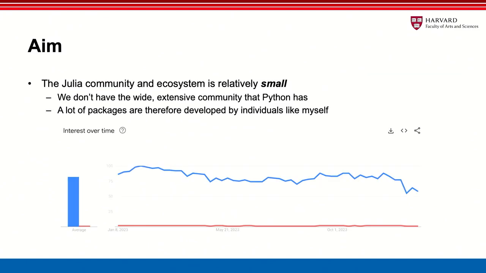So the aim of this lecture is that we have to understand that the Julia community compared to the Python community is relatively small. So we don't necessarily have the wide extensive community that Python has when it comes to package development. A lot of packages are therefore developed by individuals like Alex, who developed NCDatasets, like Julio, who developed the JuliaEarth community, and for me, I developed GeoRegions and NASAPrecipitation, etc.